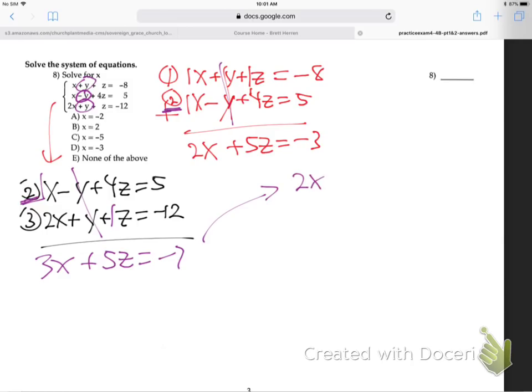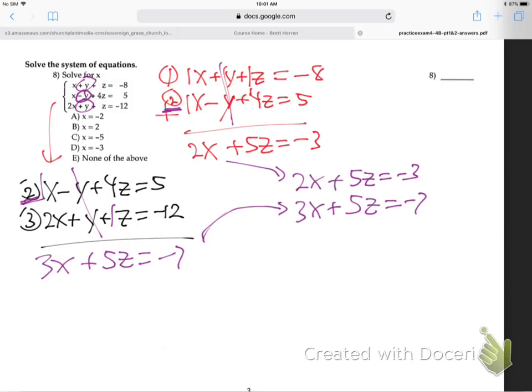So I've got both equations now. The first one is 2x plus 5z is minus 3. Second one is 3x plus 5z is minus 7. What would be the easy way to get something to drop out of there? Turn one side into negative. Yeah, just make the top one negative, right? Negative, negative, positive. I just multiplied through by negative 1, basically. You with me? Negative, negative, positive.